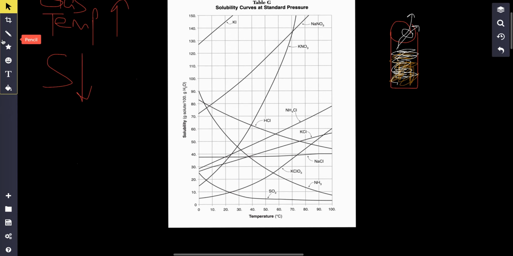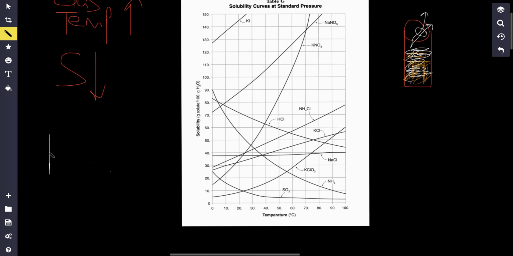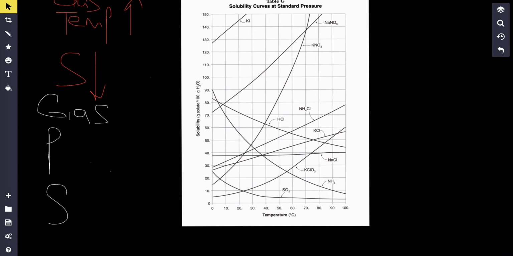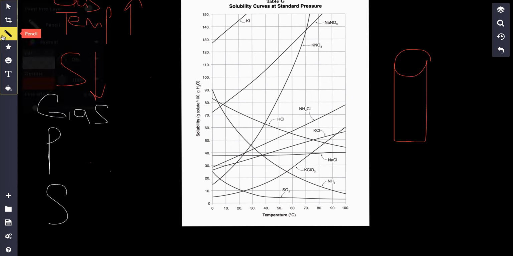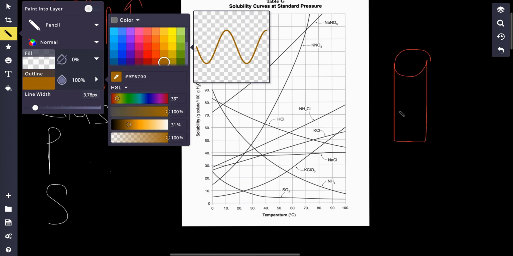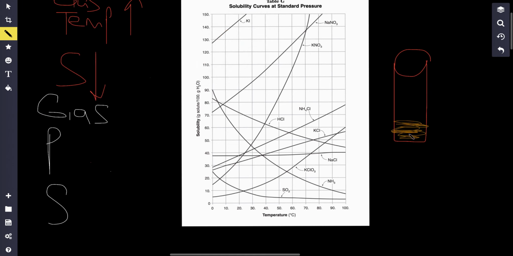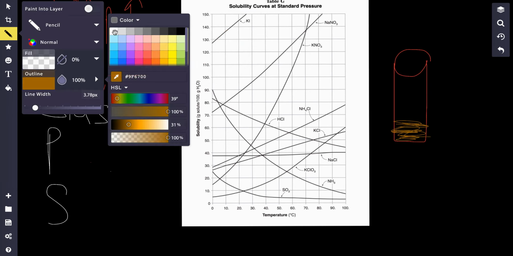But let's also talk about pressure. So how does pressure, for gases, affect solubility? What do you guys think? Well, let's do another experiment. Let's say that we have the same Coca-Cola can, except this time, let's say that we have our syrup mixture, whatever, sweet thing down here, and we have our gas here.